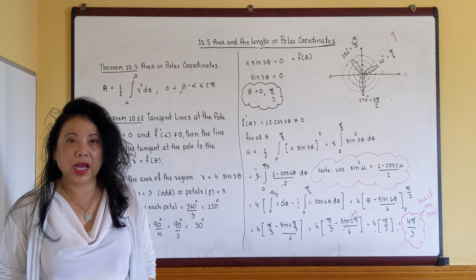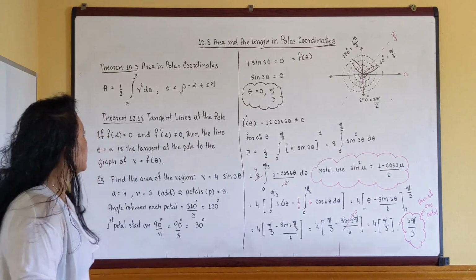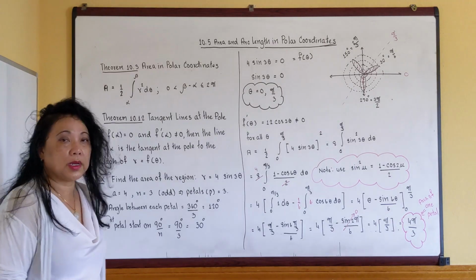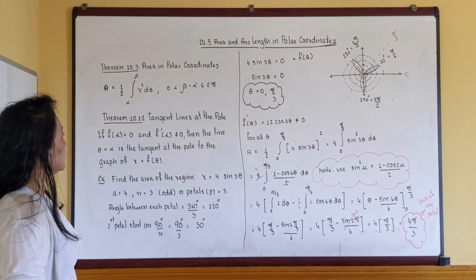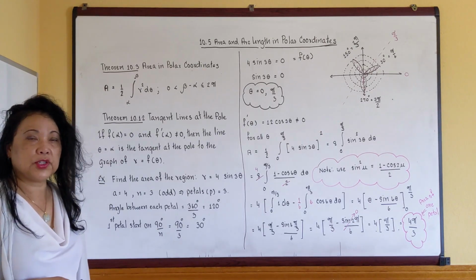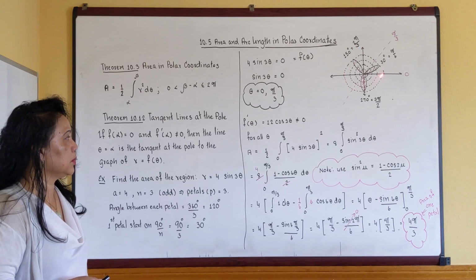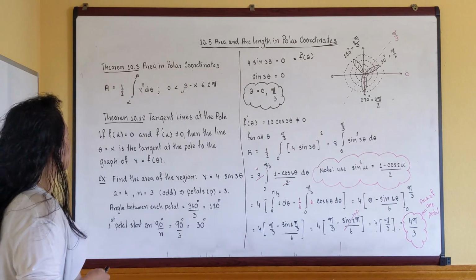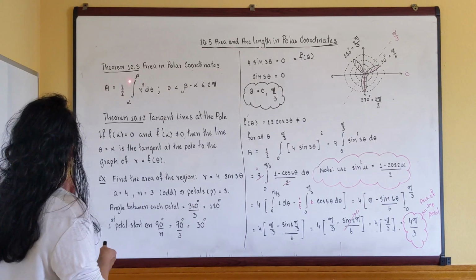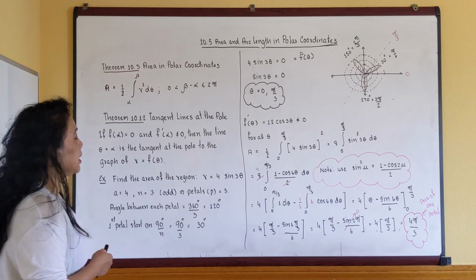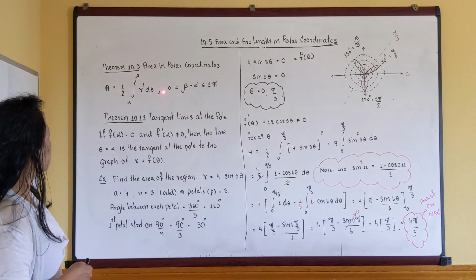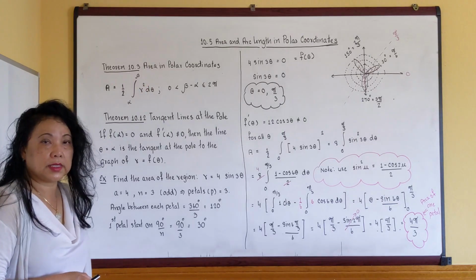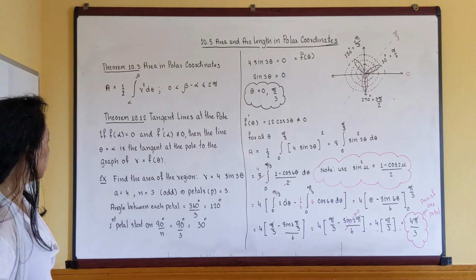Let's look at our last section of chapter 10, 10.5. We're going to find the area in polar coordinates. There are several different shapes, but the one I want you to focus on is the rose curve. Let's look at the first theorem, theorem 10.3. This is the formula for area in polar coordinates. We will go through this formula in the example, that way it will make sense to you.